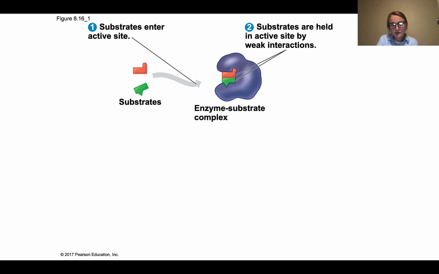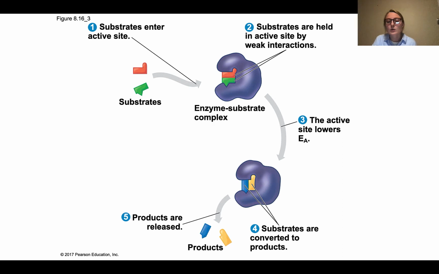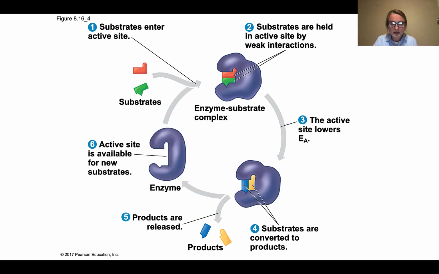So this is kind of just a little animation or graphic that shows us substrates entering the active site, creating the enzyme substrate complex. The activation energy is then lowered, and then the enzyme, where a few R groups of amino acids of that active site are able to convert these substrates to products. Then eventually, once they are transformed or converted, they are able to be released. And now the active site is available for new substrates to enter, and the cycle continues.